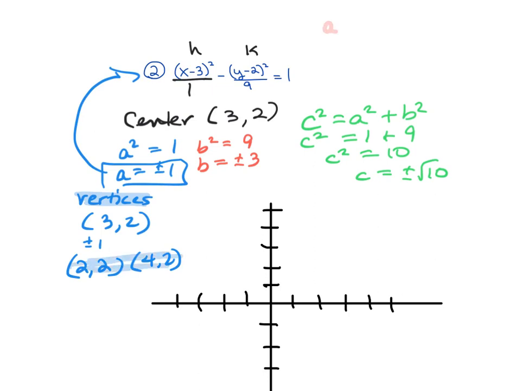My asymptotes: y minus the k, which is 2. And now when the x is first, it's going to be b over a. So plus and minus 3 over 1. And then I put in the h, which is the 3. Now I can leave my slope.